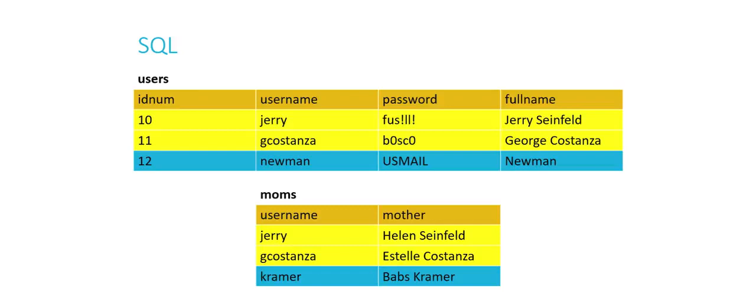Newman does not appear in both tables, so I'm not going to even come close to extracting that piece of information. Kramer does not appear in both tables, so that one's out too. But Jerry and G. Costanza both appear in both tables. And so that is sort of the overlap point.